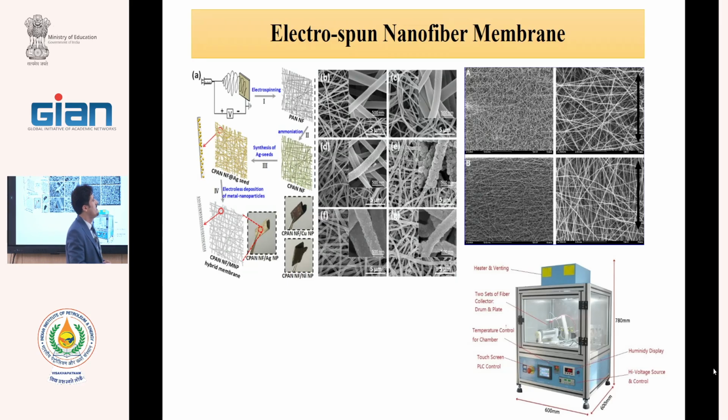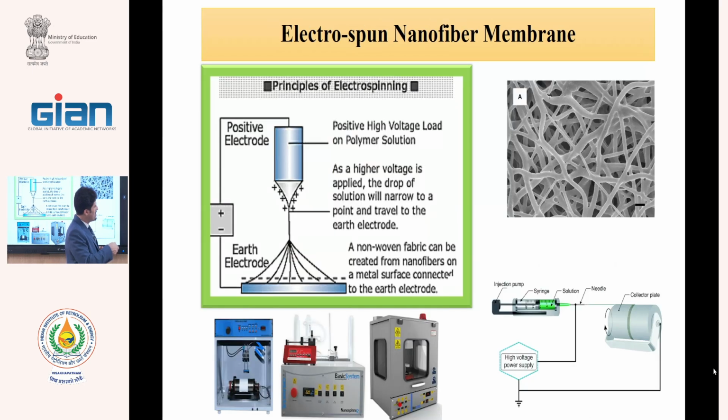You see this here, the high voltage. We can control the humidity of the chamber. We can control the temperature. And I say that this distance between needle and collector is usually between 10 to 30 centimeters. It is a very low distance. In this distance, the liquid polymers should be changed to solid fibers.